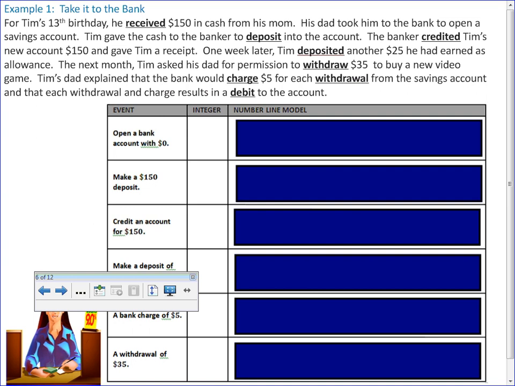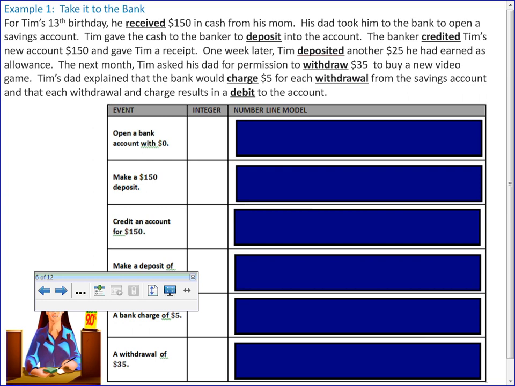Tim's dad explained that the bank would charge $5 for each withdrawal from the savings account and that each withdrawal and charge results in a debit to the account. Blah, blah, blah. It's a lot of stuff there. We're going to break it down one line at a time and see what it all means.